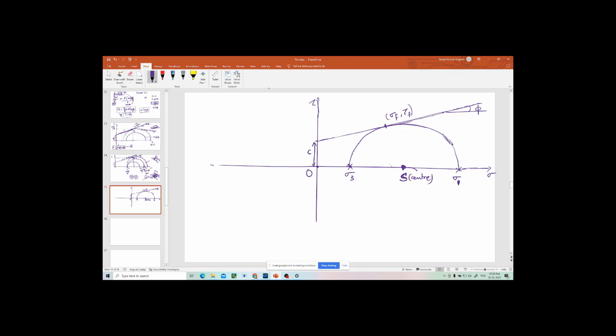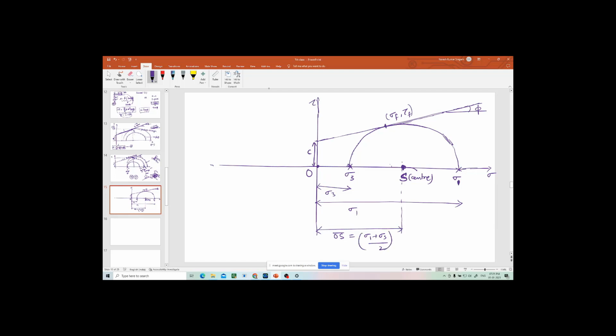Now this is origin O, then this is the sigma 3 value and this is sigma 1, on the x-axis. So what about this point then? Can somebody tell me what this is? This is sigma 3, this is sigma 1, so this is the center of this circle. Can you tell me what OS is equal to? Sigma 1 plus sigma 3 by 2. Okay, sigma 1 plus sigma 3 by 2.